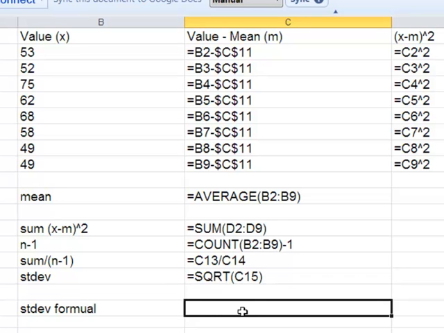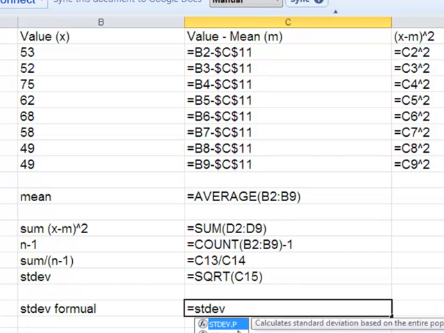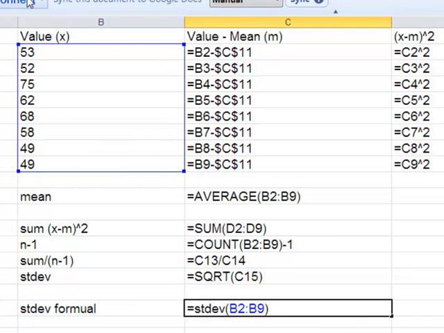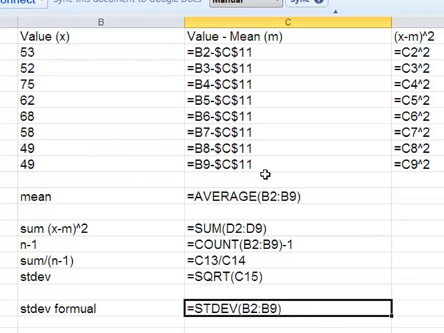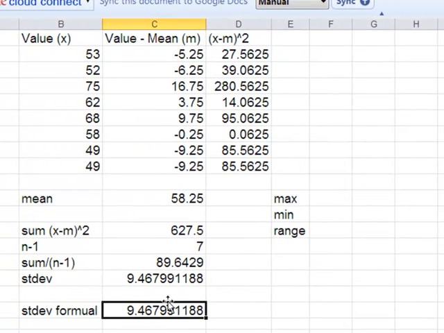The quick way, remember, is equals stdev. And yes, they have a .p and a .s, but I can just do stdev. But you know, for 2010, you can use .s. But if I just use this, parentheses, I highlight my values, close parentheses, and click enter. All right, now if I go back, notice my values are exactly the same. So that is how you calculate standard deviation using Excel.